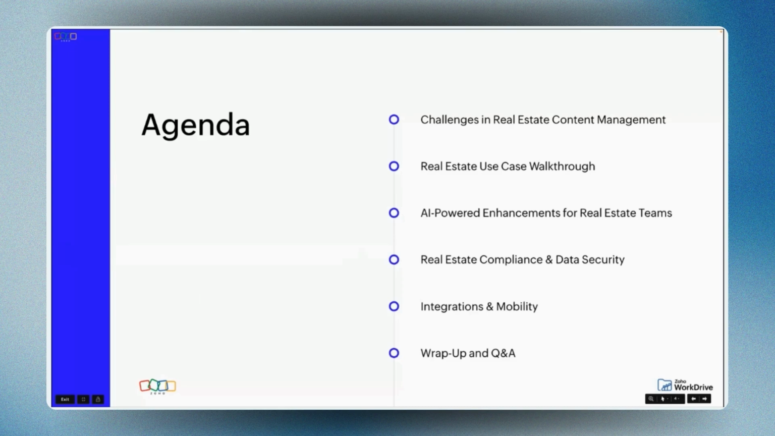We'll start by looking at the challenges real estate teams face when it comes to content management. Then we will walk you through a real estate specific use case to help you visualize how WorkDrive fits in. And then next, we will explore some of our latest AI powered features built to simplify everyday tasks for real estate professionals. We'll also cover how WorkDrive supports data compliance and access control. And finally, we will wrap up with how WorkDrive integrates across your tech stack and keeps your data secure and mobile friendly.